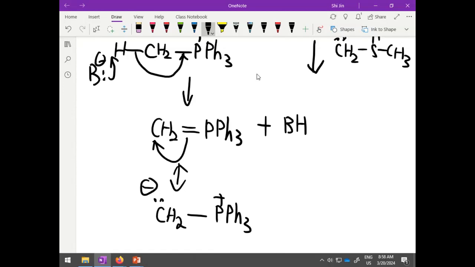So that's the way to prepare the ylide. I'm just showing you using one alkyl halide as an example. How do you prepare the ylide?